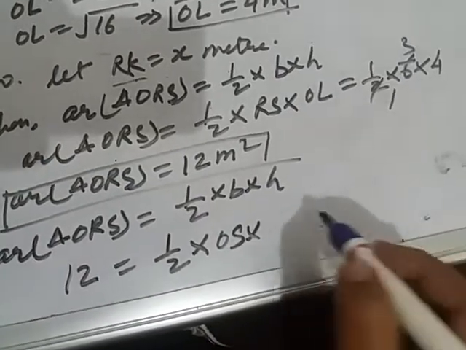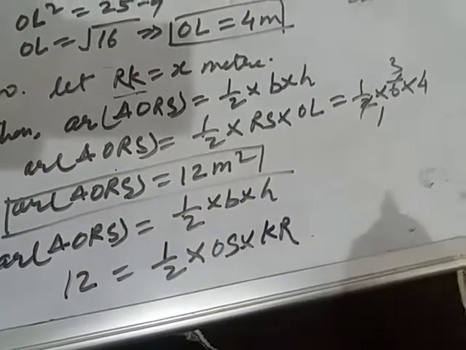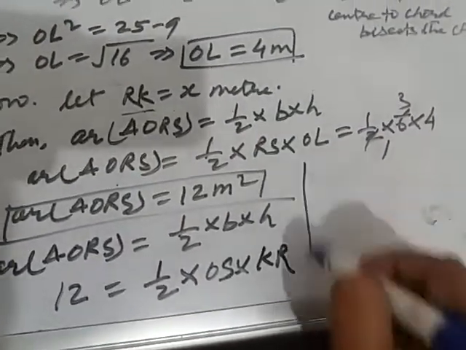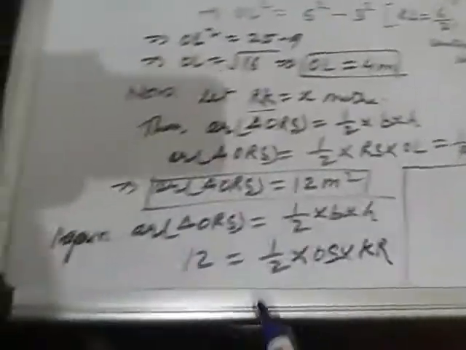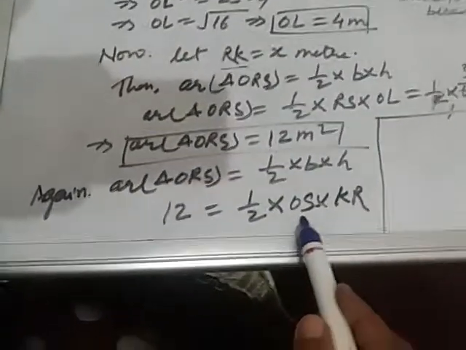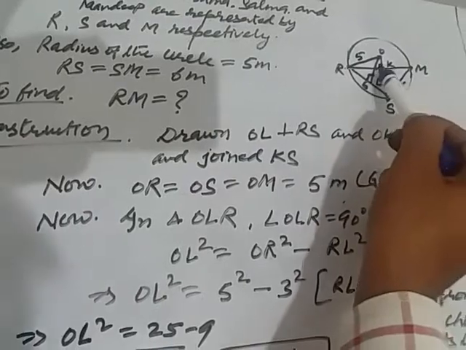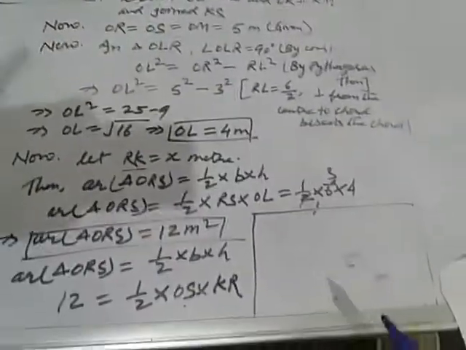OS is the base into KR. Clear, children? This implies that, see, now we are writing it over here. This time the area is OS and the perpendicular height is RK. Clear? This is also perpendicular, right?